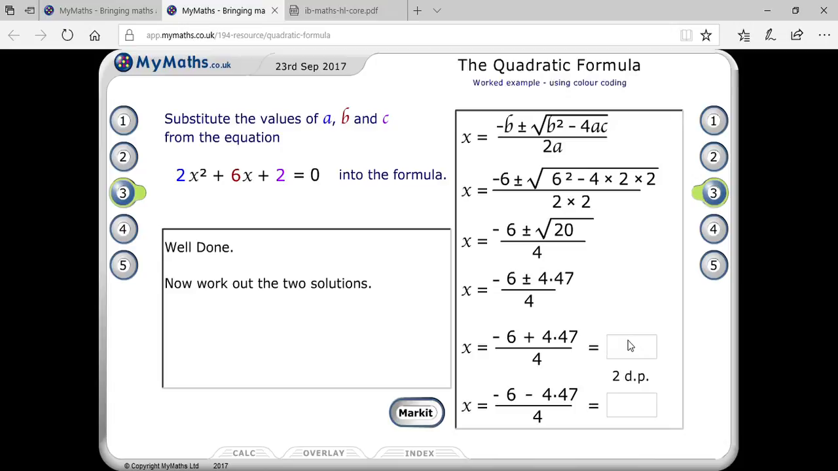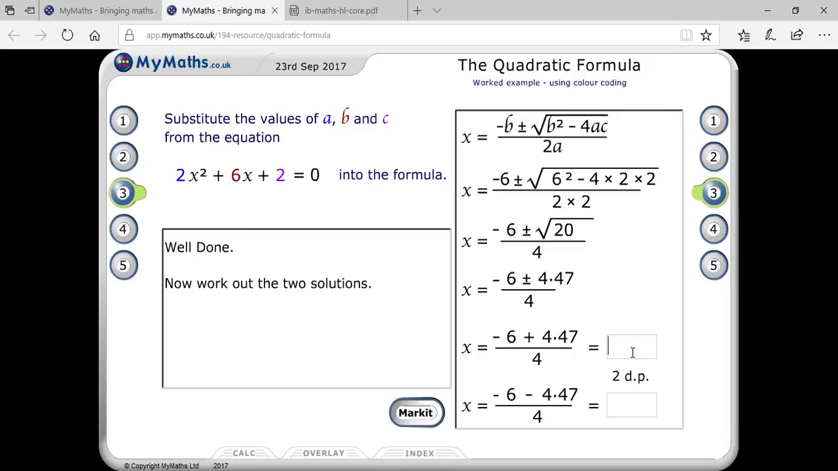The computer doesn't assign any type of value if there is a little bit of mistake under the 10th, 100th or 1000th place. So you can see that better. When you get minus 6 plus or minus 4.47 divided by 4, one time you will get the positive 4.47, and secondly you will get the negative. Then you can get your value 4.47 minus 6.